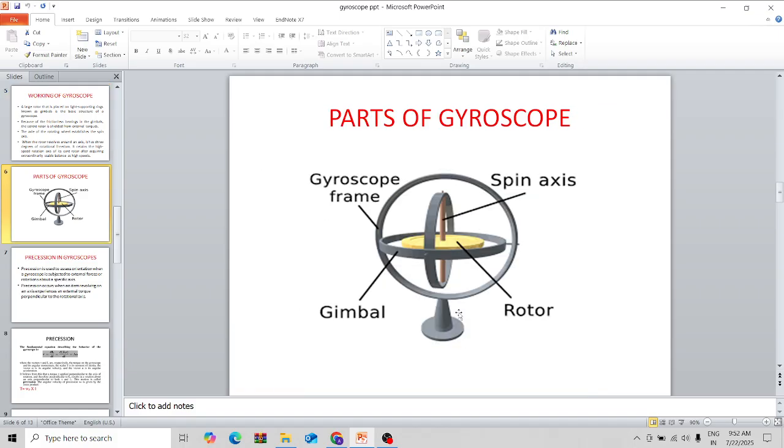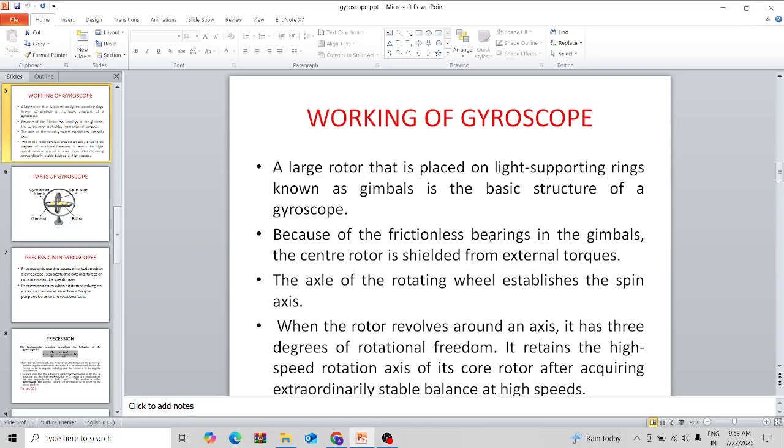So this is the basic gyroscope, and we have seen the parts. That is, we have a gimbal, and then a rotor here, and then spin axis, and above that you have a gyroscope frame. So now we see the working. A large rotor that is placed on light supporting rings known as gimbals is the basic structure of the gyroscope.